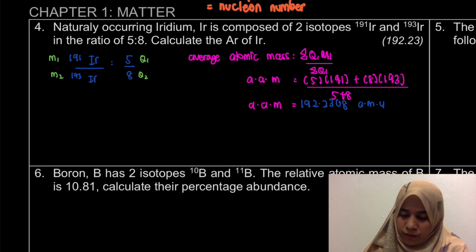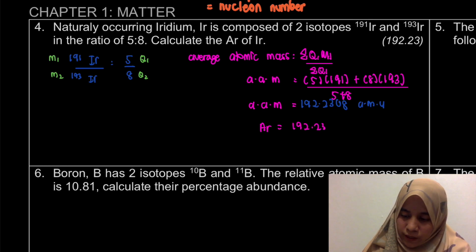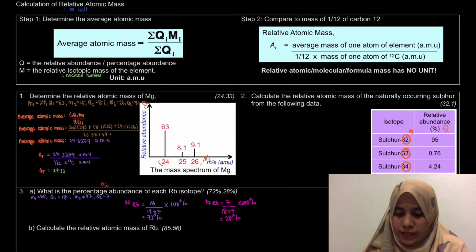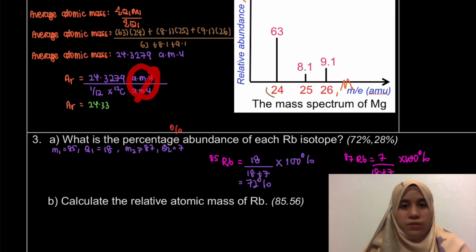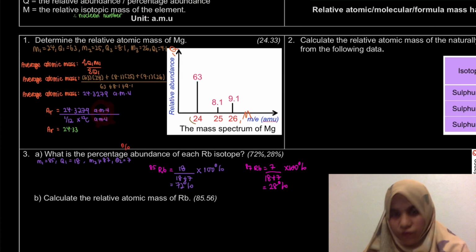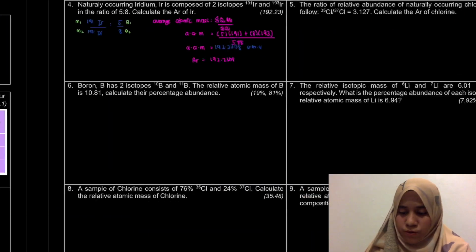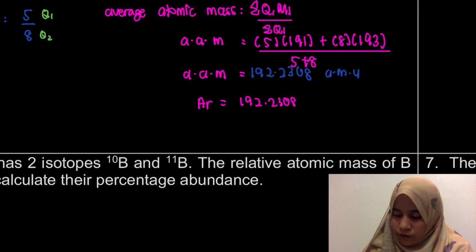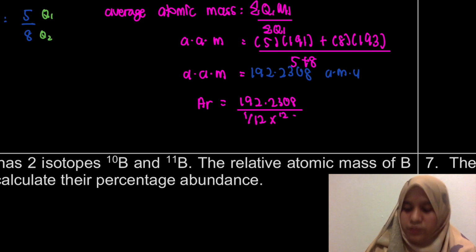So for the relative atomic mass, I'm just going to label it Ar. It's actually 192.2308. Previously in the video I have shown you, if you don't want to write AMU, it's fine. So for example 4, I don't want to include AMU. So how to write it down? It will be like this: divided by 1/12 times carbon-12. So that is our relative atomic mass.